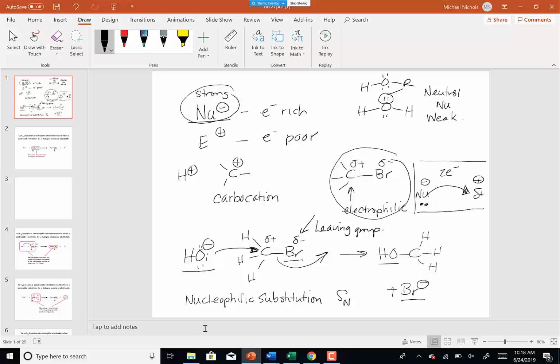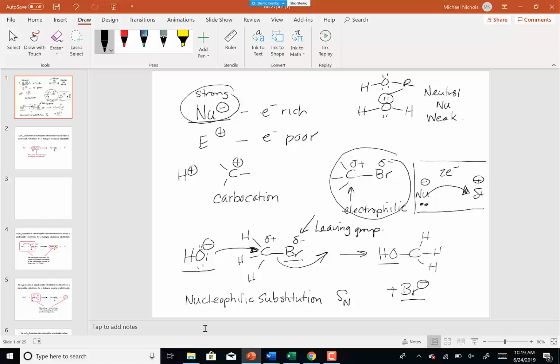So in theory, we could have an equilibrium reaction occur where the hydroxide comes in, kicks off the bromine, and then the bromine could turn around and kick off the hydroxide, but actually we're going to find out that that doesn't happen. And so we're going to have to talk about the strengths of leaving groups. What makes a strong leaving group versus a weak leaving group? What makes a strong nucleophile versus a weak nucleophile?